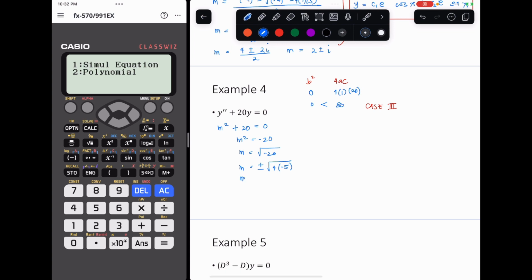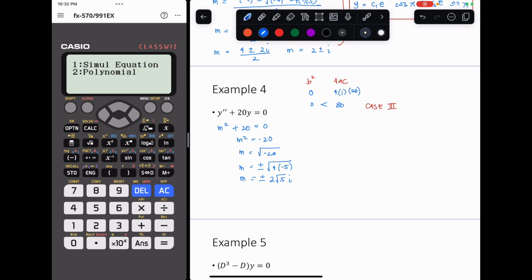So m will then be equal to plus or minus. The square root of 4 is 2. And then the square root of negative 5. So we can remove the negative. The square root of negative 1 is the same as i. So that would make it 2 square root of 5 times i.